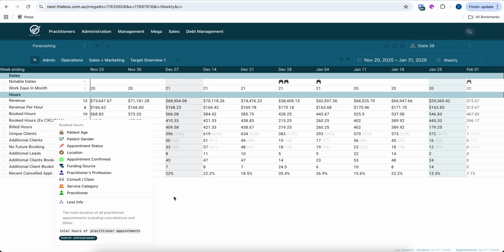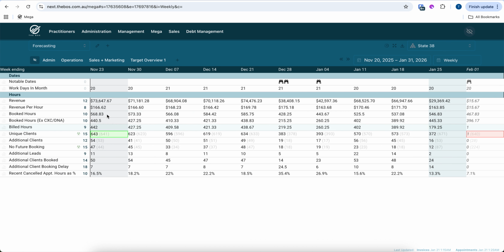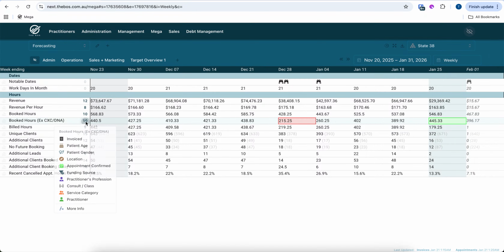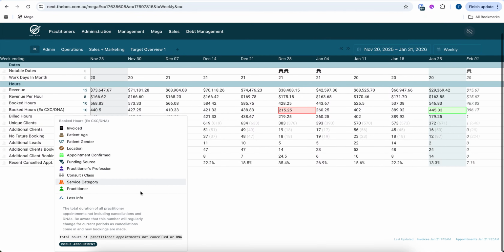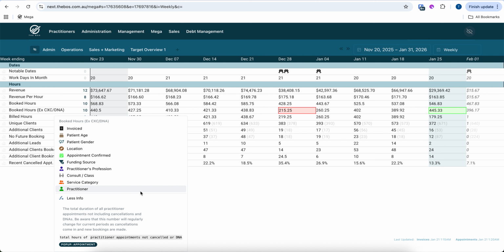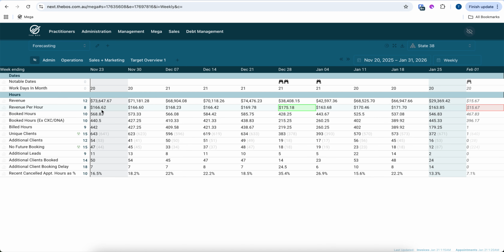Now, you may ask, why is that important? What's important is to see the booking trend over time, because obviously the only things that can decrease that number or create the difference between that and booked hours minus cancellation and DNA, which, as the explanation explains, is the total duration of all practitioner appointments, not including cancellations and DNAs. Please be aware that this number will regularly change for current periods as cancellations come in and new bookings are made.